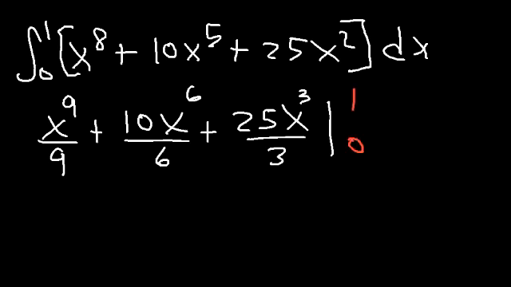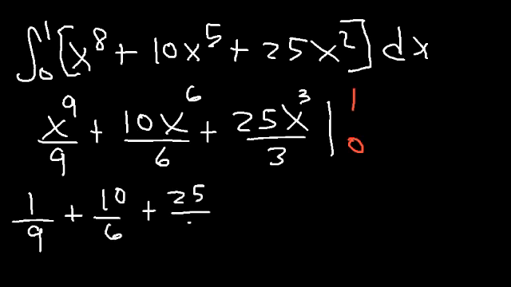So let's plug in 1 first. So it's going to be 1 over 9 plus 10 over 6 plus 25 over 3. And if we plug in 0, 0 to the 9th is just 0. Everything's going to be 0 when we plug in 0. So we could just ignore the last part.